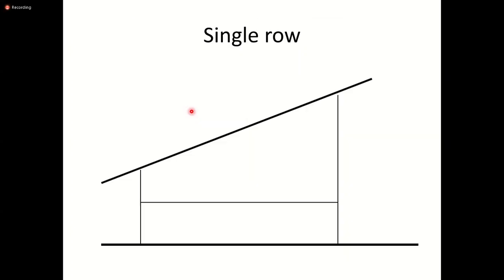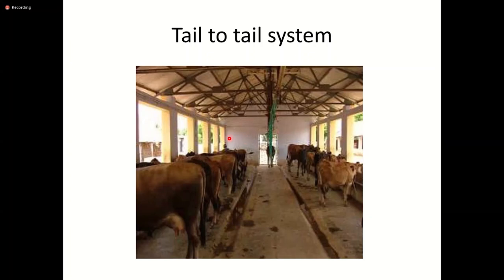Tail to tail system means their backsides are facing each other, and their faces are facing outside. So the heads are toward the outside. There are some advantages and disadvantages to such a situation. But the main advantage is that when you are doing the milking process, you can access both rows at the same time, for example with a small portable milking machine, without any difficulty.